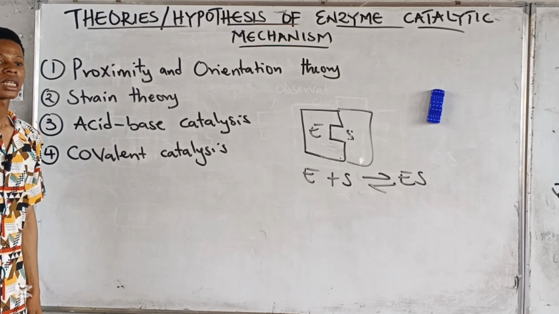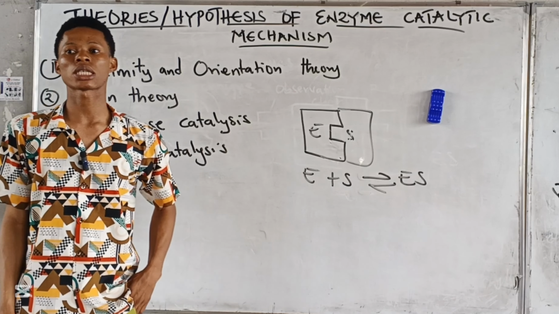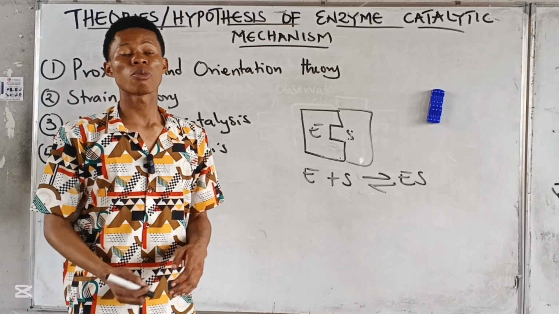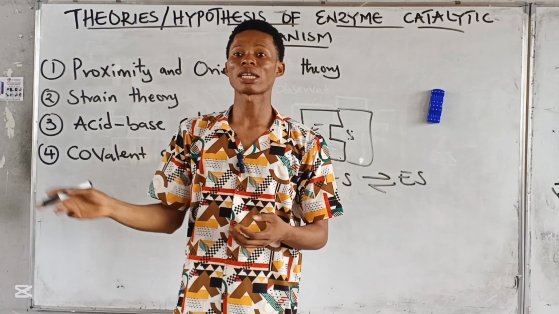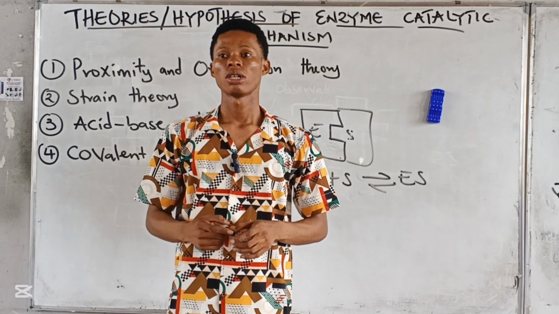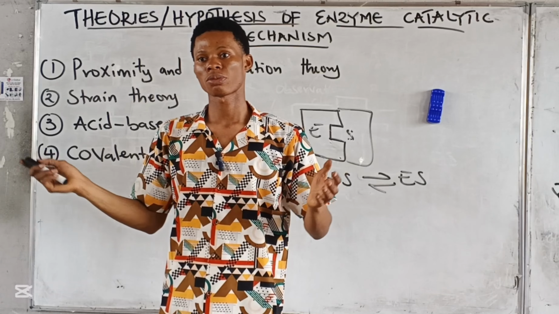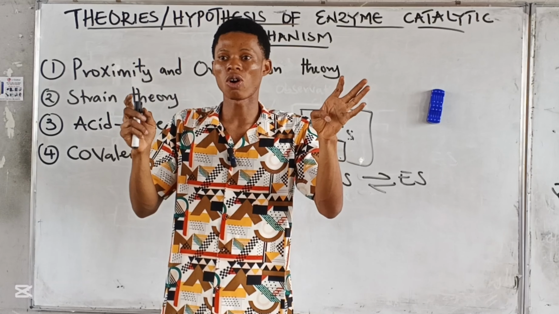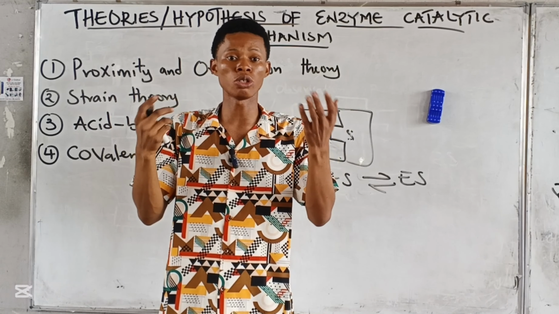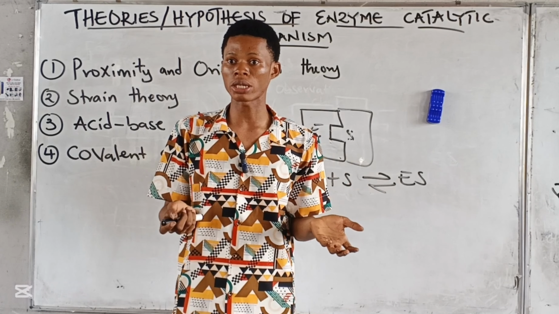Now, acid-base catalytic theory, acid-base catalysis. This theory proposes that enzyme catalyzed reactions either take the acidic route or the basic route. They are either acidic or basic, or alkaline. We can use alkaline in place of basic.